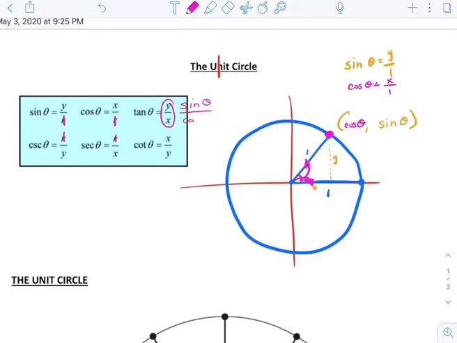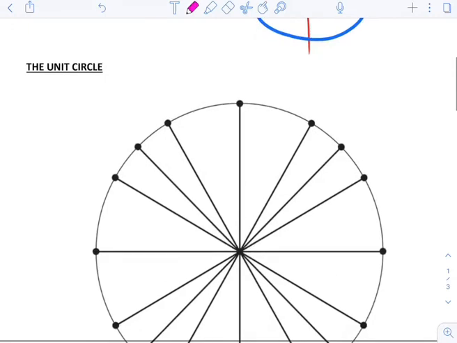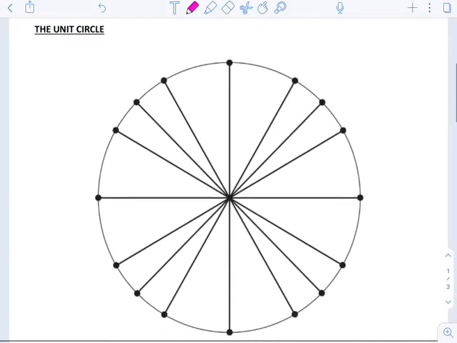And the reciprocals of the primary ratios, the ones at the bottom, are just the reciprocals of them. So cosecant is the reciprocal of sine. So if sine was y, well, it's 1 over y. Secant is the reciprocal of cos, 1 over x. And cotangent is the reciprocal of tan, so x over y. So as long as I have x and y points, I can get any of the primary ratios and the reciprocals no matter what. So how do those work? What are those values? Well, those are what we're going to use this unit circle for.